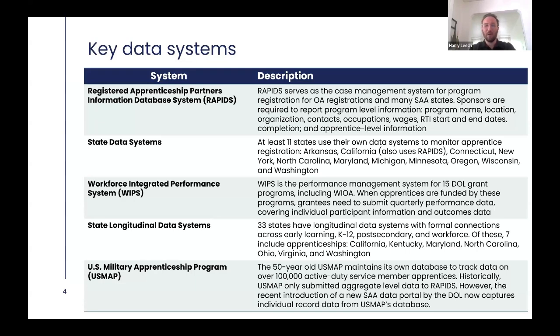So of the 101 data points that you need to enter into WIPs if you've got a grant, there's around 31 that are very similar to the information that's already in Rapids, but often have slightly, subtly different definitions, things like that, which can make it tricky and more burdensome.